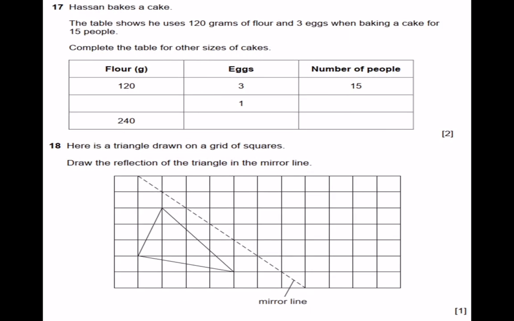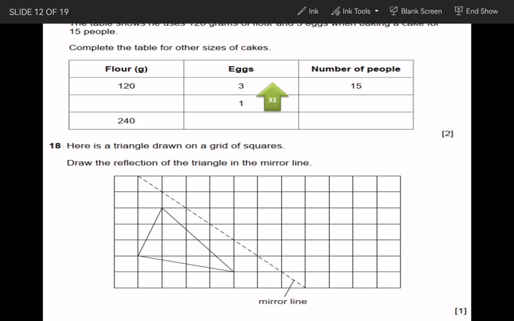Hassan bakes a cake. The table shows that he uses 120 grams of flour and 3 eggs when baking. This is also related to ratios and proportion. For 15 people, we have eggs 1 and 3. The relation is multiplying by 3. So I also need a number that, when I multiply it by 3 (1 time), will give me 15.